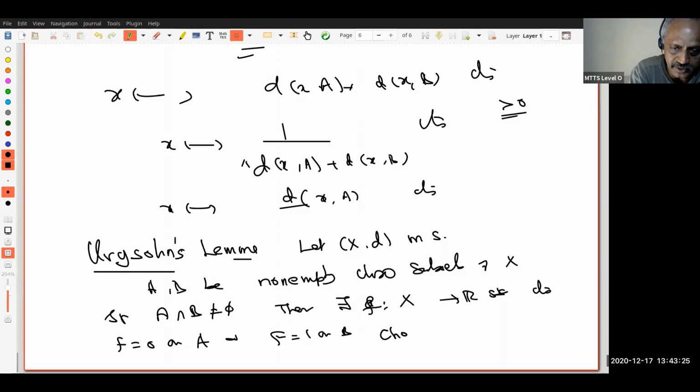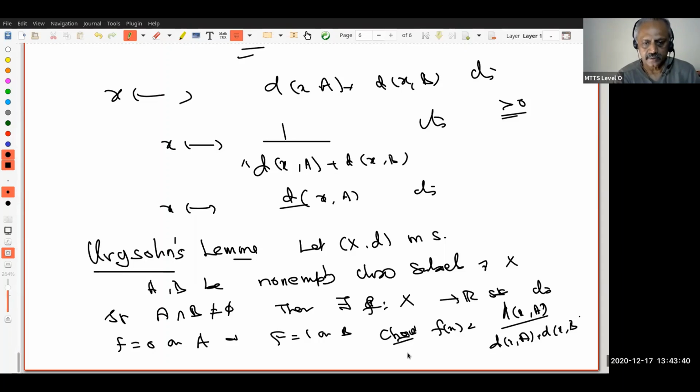There may be many. One choice is this, namely f(x) equal to d(x,A) divided by d(x,A) plus d(x,B). It's a choice, but the lemma only says there exists some function. Okay, I hope you all understand. And this is all we have to say about real valued continuous functions. Usually Urysohn's lemma is not even done, and even d(x,A) is sometimes not mentioned. Okay, now I think you are all richer in mathematics. You like it? Very good.